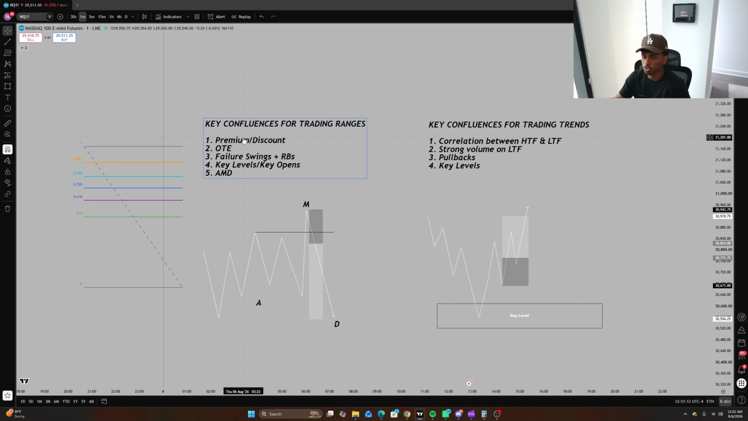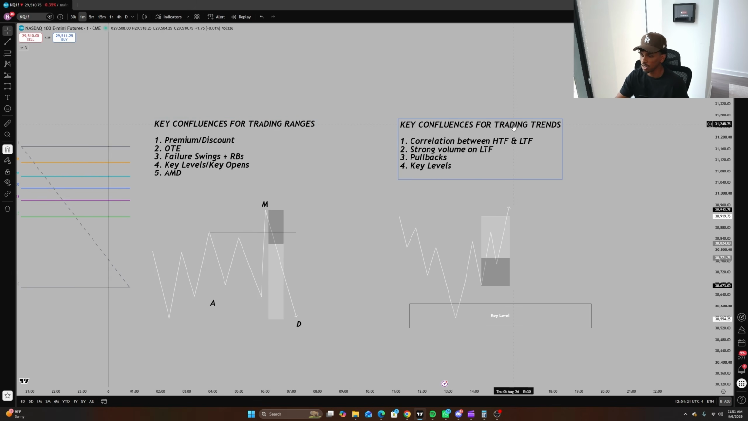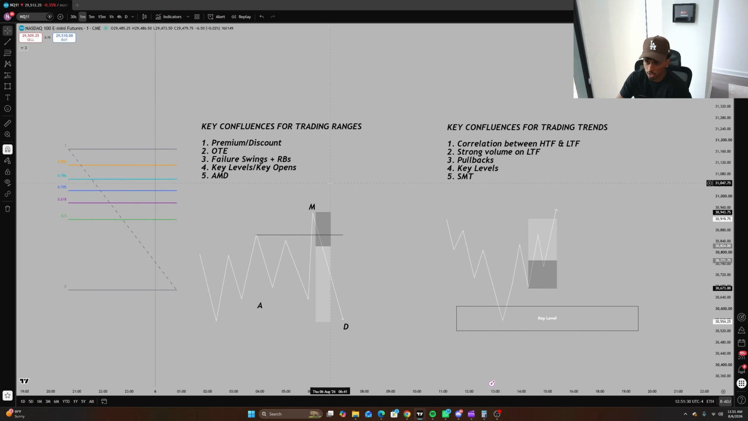The main thing that you want to look for when you're trading ranges is you want to be stacking as many confluences as possible. I also didn't even put an SMT here as well, but that's pretty typical. Same thing for trading trends. You can add SMT to this list as well. Pretty much optional. You don't need an SMT to take an entry, but it just helps, obviously, in terms of stacking confluences. So we covered all of these things.